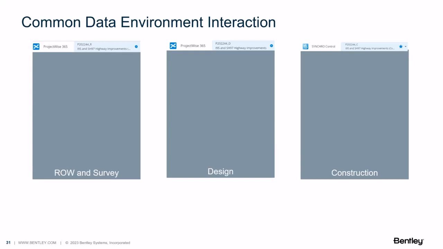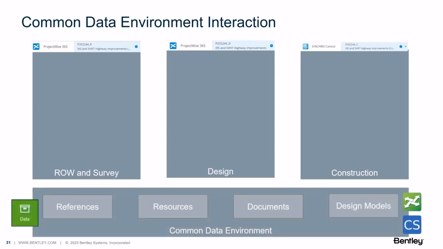In this project, we had the three major task groups that we've talked about before. We had right-of-way and survey, design, and construction. The core data of the system includes references, resources, documents, and design models. The core data is stored as files and data in ProjectWise and Reality Management. And just to note, Reality Management was previously known as Context Share.